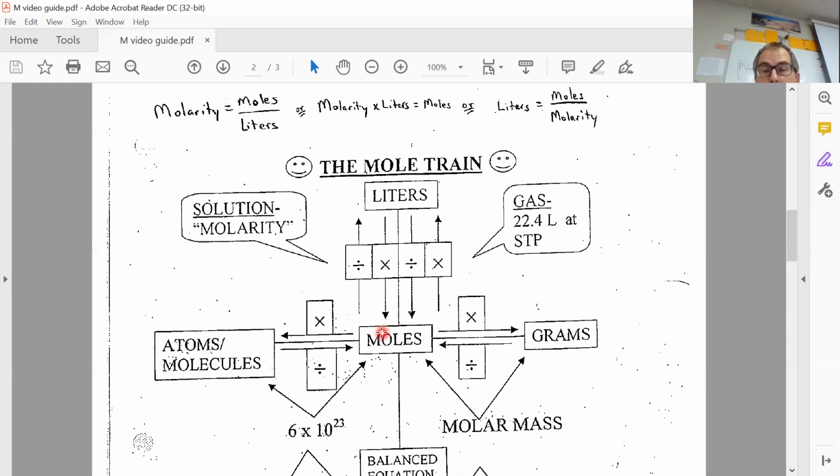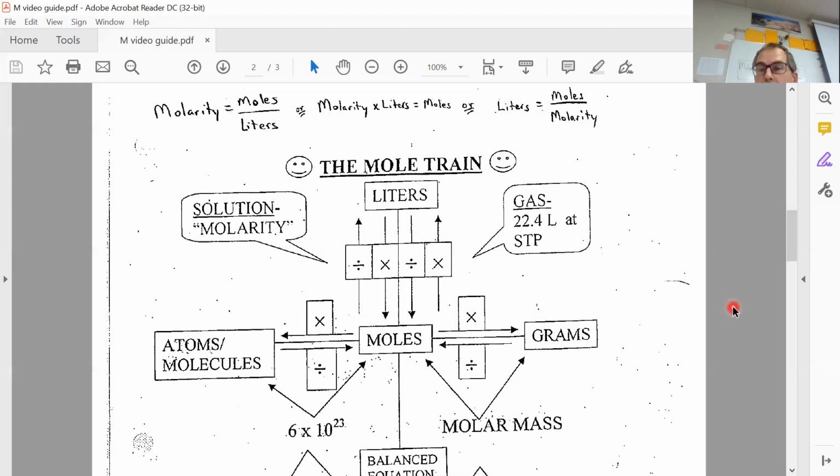What about the opposite? What about going from moles to liters? Moles divided by molarity equals liters. So you can either use these equations to convert liters to moles, or you can just use this mole train, which is really the same thing.